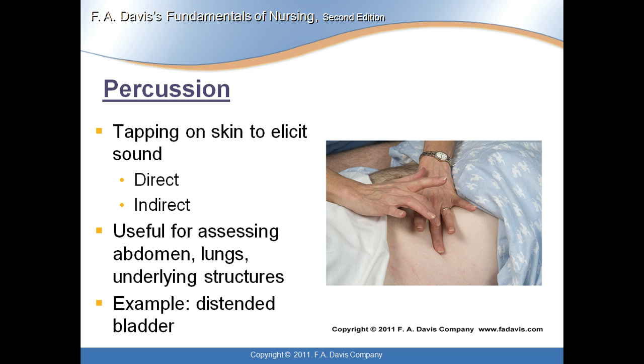For percussion, this is tapping on the skin to elicit sound. There's direct and indirect. These are useful for assessing the abdomen, lungs, and underlying structures. The example here is a distended bladder. By tapping, you can either hear hollow sounds, or if it sounds a little bit different, you can hear that it's actually full.